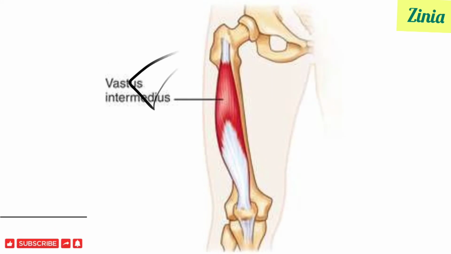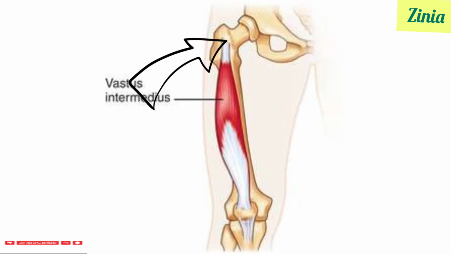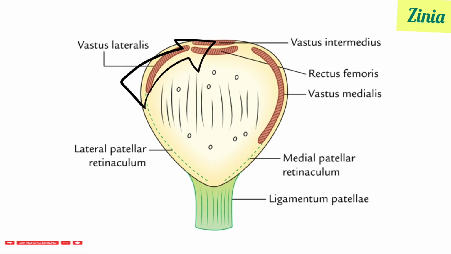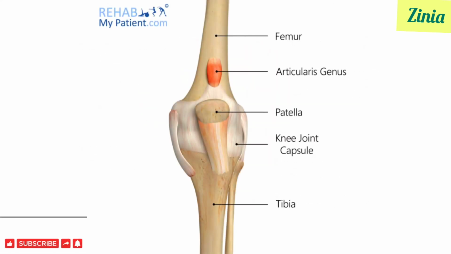Vastus intermedius. Origin: upper 3/4 of the anterior and lateral surfaces of the shaft of femur. Insertion: base of patella. Last one is articularis genu. Origin: anterior surface of femur. Insertion: suprapatellar bursa.